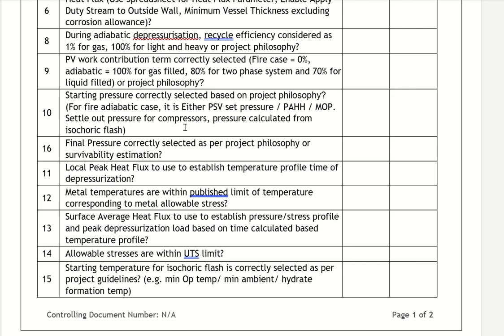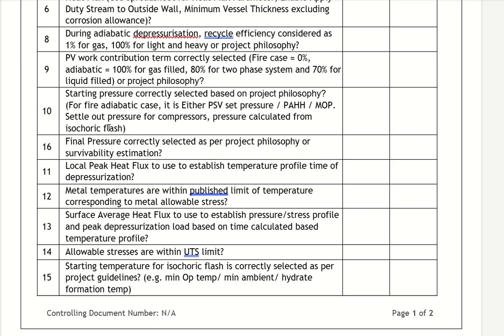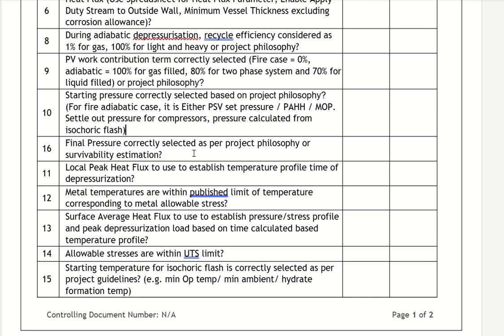So as you can see, starting pressure is also critical, and these are the parameters to be used for starting pressures. Then the final pressure, number 16, sorry, it is a typo, it should be 11. So final pressure is correctly selected as per project philosophy or survival estimation. Final pressure is mostly 6.9 bar gauge, and time limit is 15 minutes for fire case, and for non-fire case it can be more.